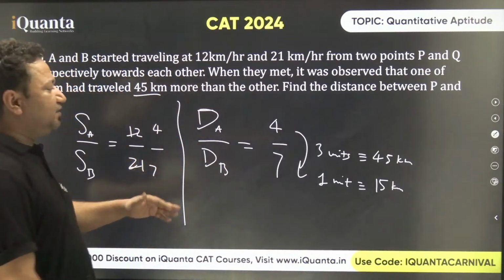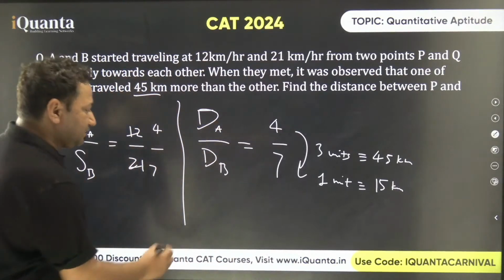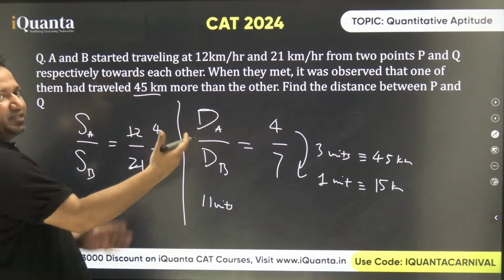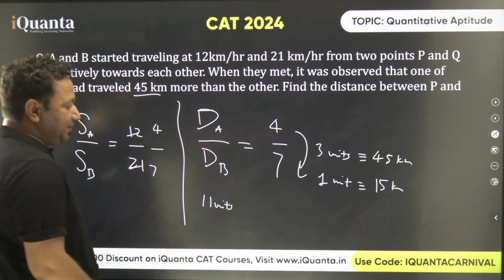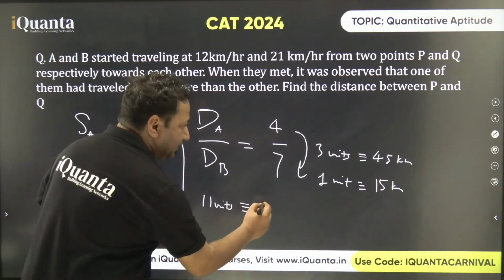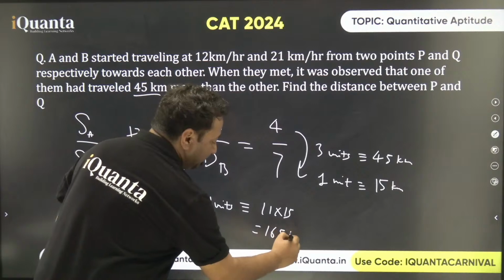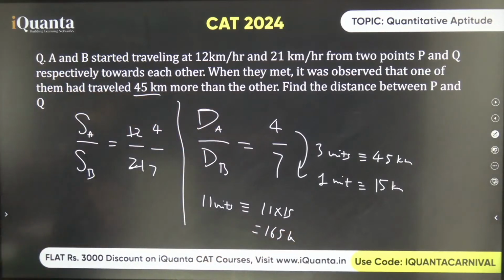Total distance क्या हो जाएगा? 4 plus 7 units. That is 11 units. है ना? 4 is DA. 7 units is dB. 11 must be equivalent to 11 multiplied by 15. That comes out to be 165 kilometers. See, so by using previous method, we can calculate the answer to this question as well.